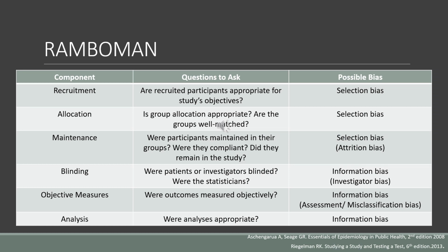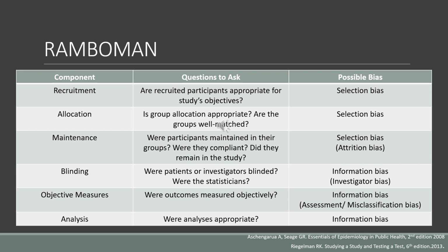Here's a more detailed look at our RAM BOMA acronym. So R for recruitment, we need to ask, are recruited participants appropriate for the study's objectives? Do they match the overall population, and will they give us an appropriate assessment of an association between the groups? The possible bias involved here would be selection bias. Allocation, is group allocation appropriate and are groups well matched? This can also lead to selection bias either on the observational study or an RCT.